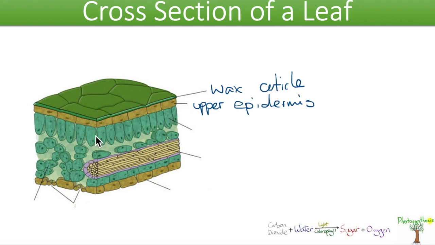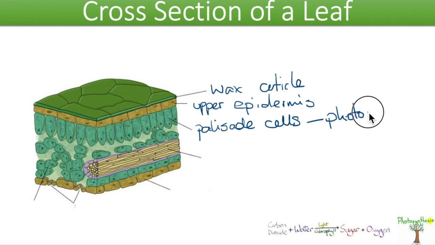The next layer is this layer here, okay, and this layer is called the palisade cells. And in the palisade cells, this is where all the action's happening. This is where photosynthesis occurs. Okay, so this is where the main thing's happening. Photosynthesis. Okay, so as you can see, these cells have got lots and lots of green in them because they're jammed, packed with chloroplasts.